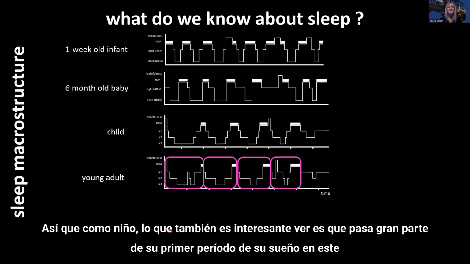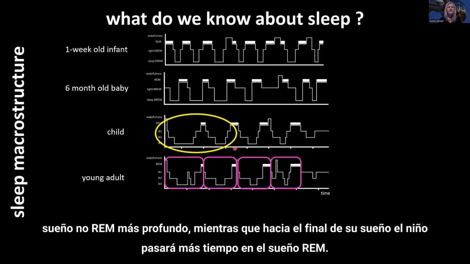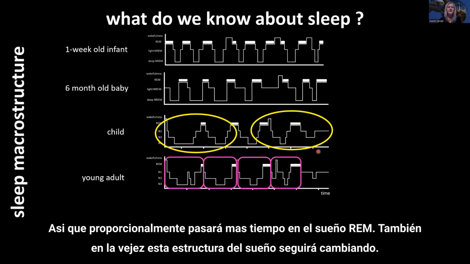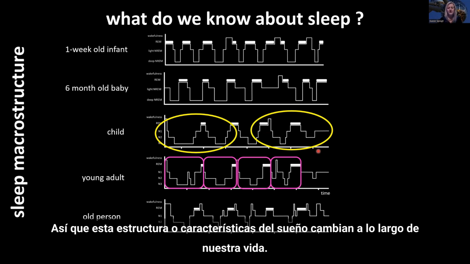As a child, what is also interesting to see is that it spends a lot of the first period of its sleep in deeper non-REM sleep, whereas towards the end of its sleep, the child will spend more time in REM sleep. So proportionally, it will spend more time in REM sleep. But also at old age, this sleep structure will still change. So the characteristics of sleep change through our lifespan.